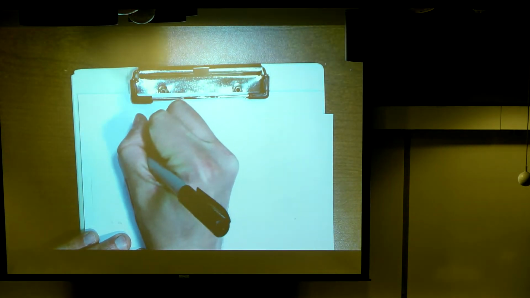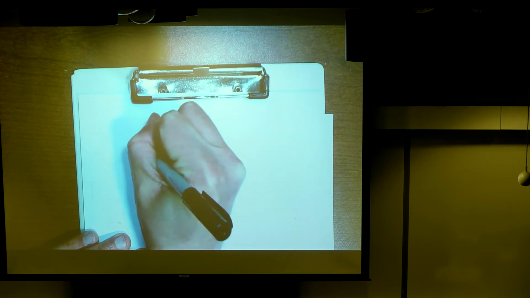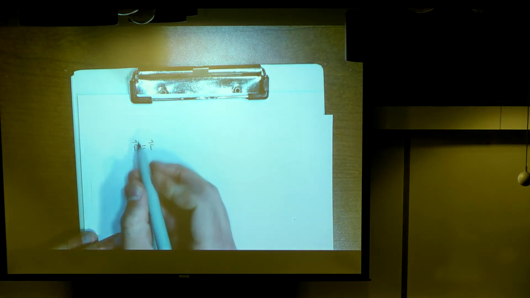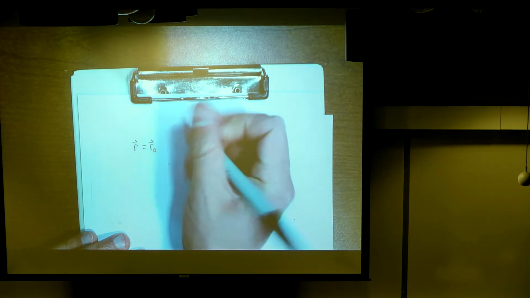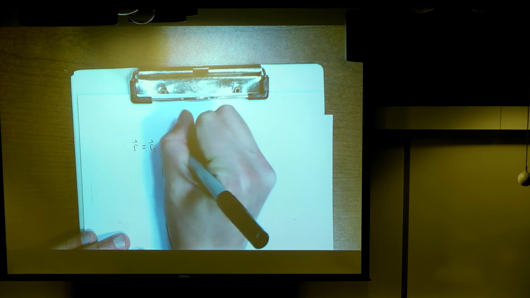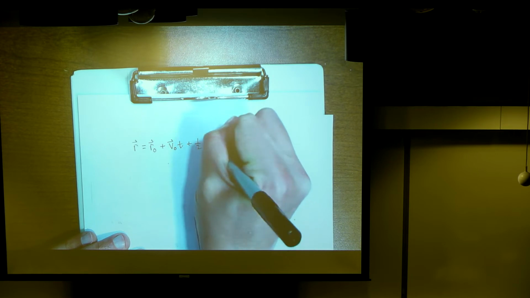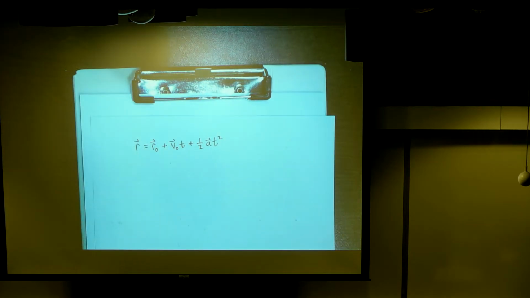So, here's what we're going to do. I'm going to write down a kinematic equation that you've seen before, but I'm going to write it in vector form. So this says final position r equals initial position r naught plus initial velocity v naught times time plus 1/2 a t squared, where a is our acceleration vector. So we've seen this before, right? Let's just slightly rewrite this.